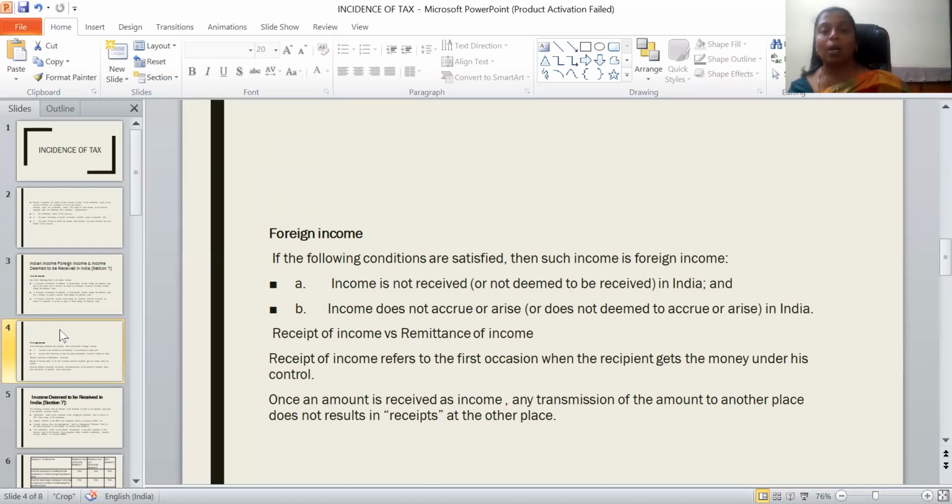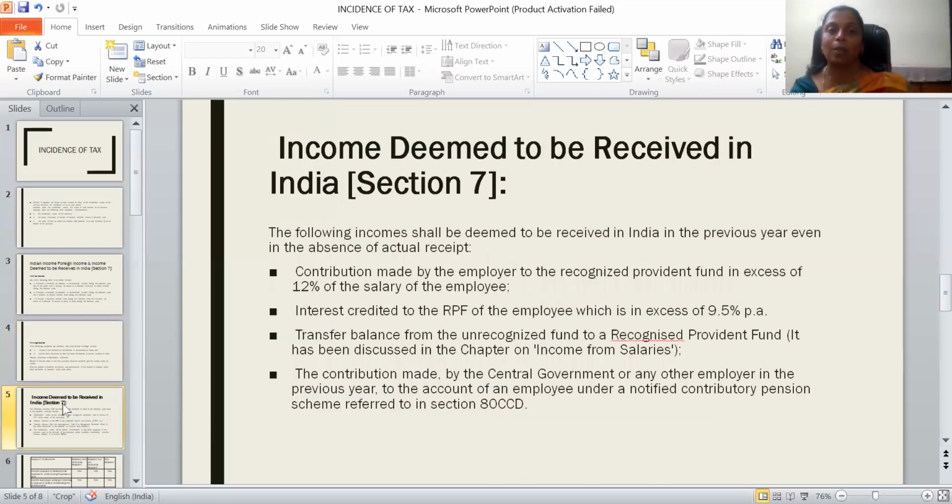Once an amount is received as income, any transmission of such amount to another place does not result in receipt at the other place. So once you receive that, whatever you do with that money afterwards does not amount to receipt at another place.